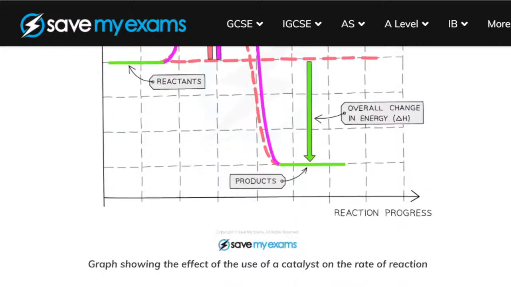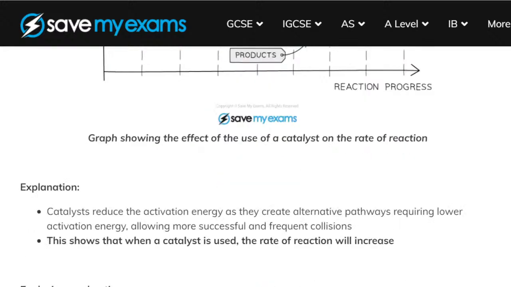A catalyst will reduce the activation energy. Instead of using the higher energy path, it will use another path that requires lower activation energy. It has a different route, and therefore it will allow more successful and frequent collisions. This basically shows that when a catalyst is used, the rate of a reaction will increase. I'm sure if you've gone to the chemistry lab, you must have heard that we use catalysts to get our reaction results in a quicker way.